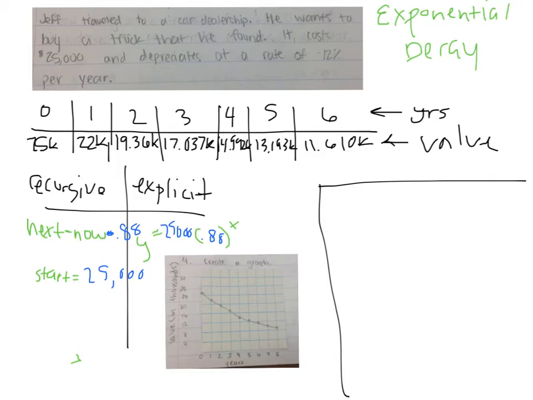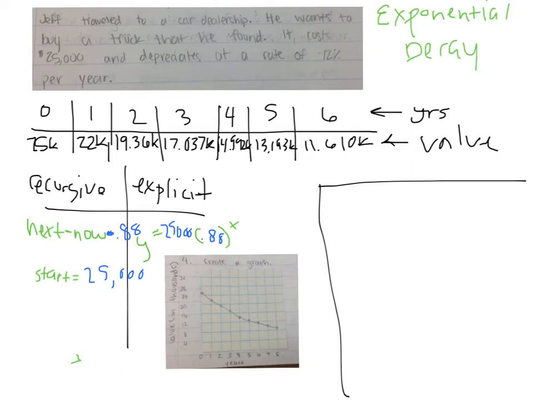Our graph, which is right here, shows in thousands on the left side. It has a small curve to it, which would be right because it's an exponential decay.